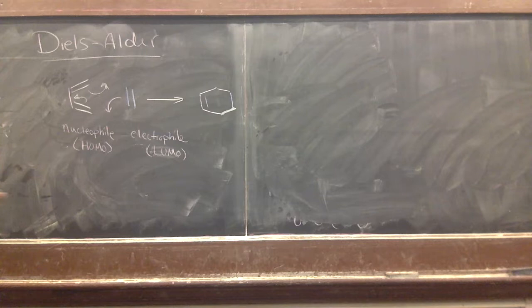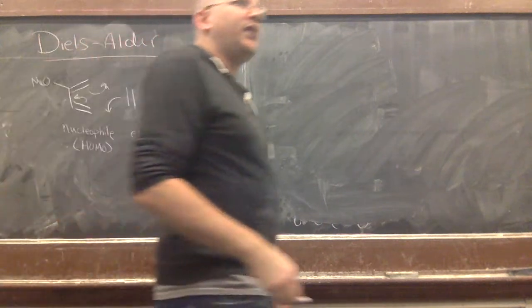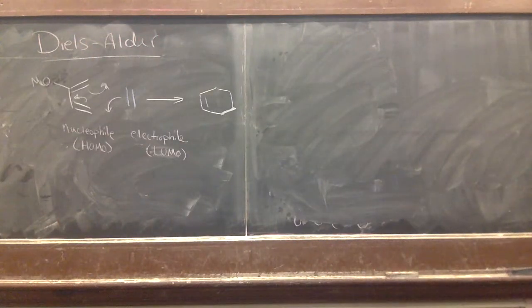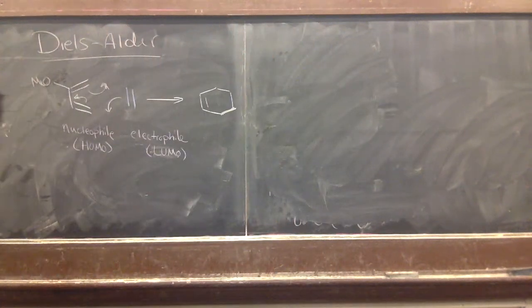So let's just, for example, put a methoxy group there, right? Okay, so that's going to make that diene a better nucleophile.